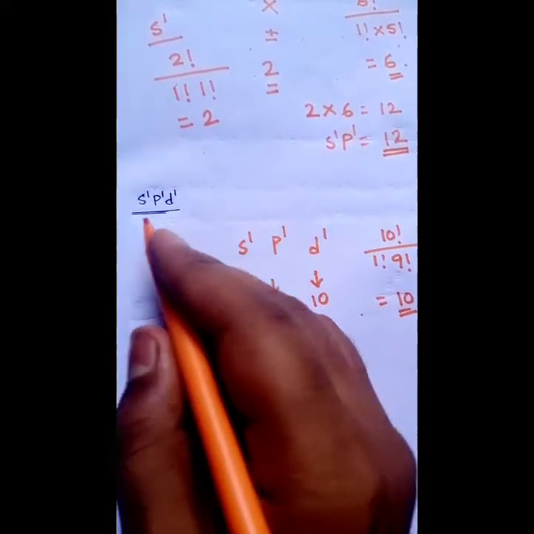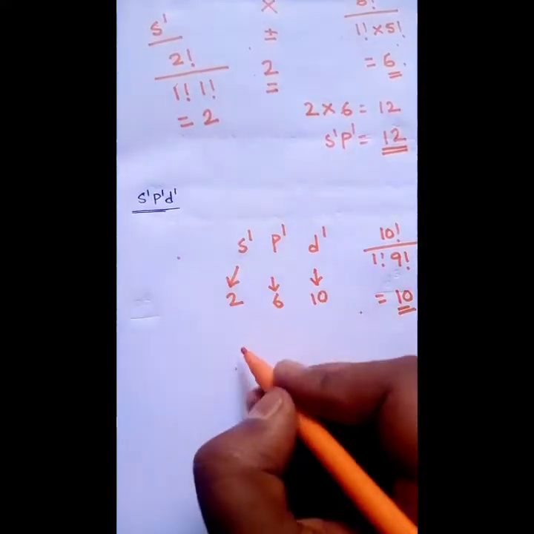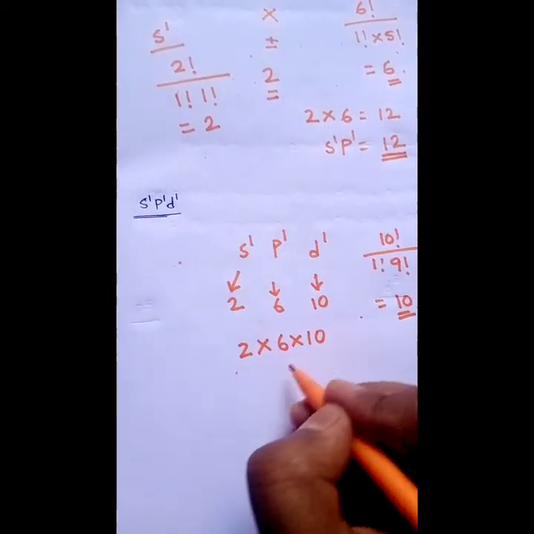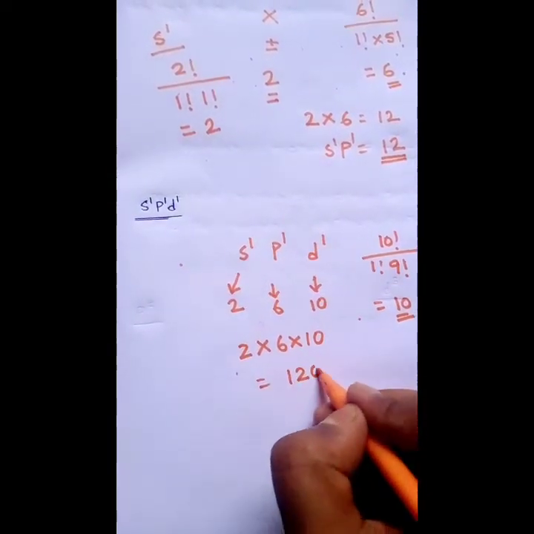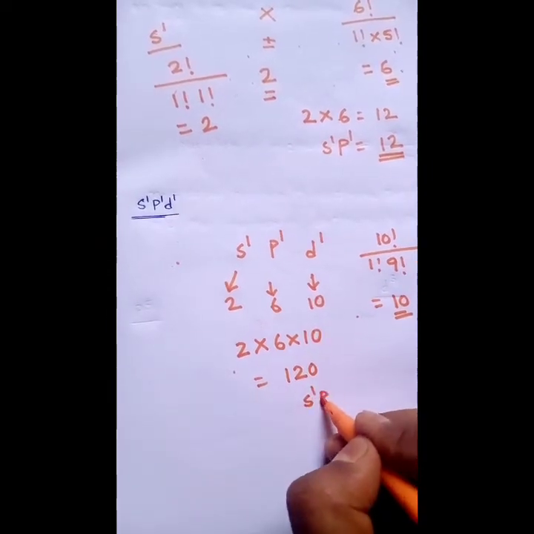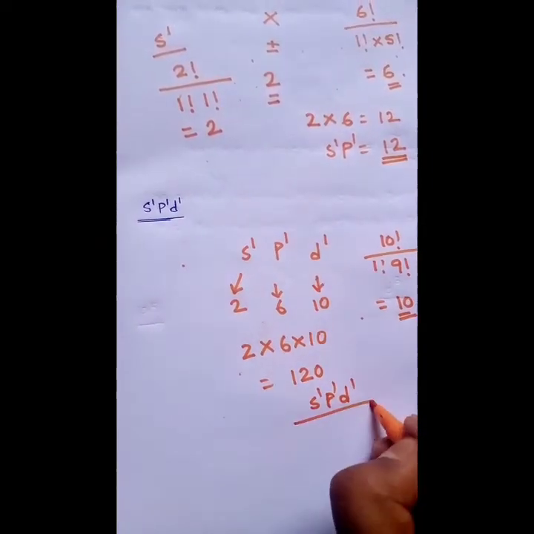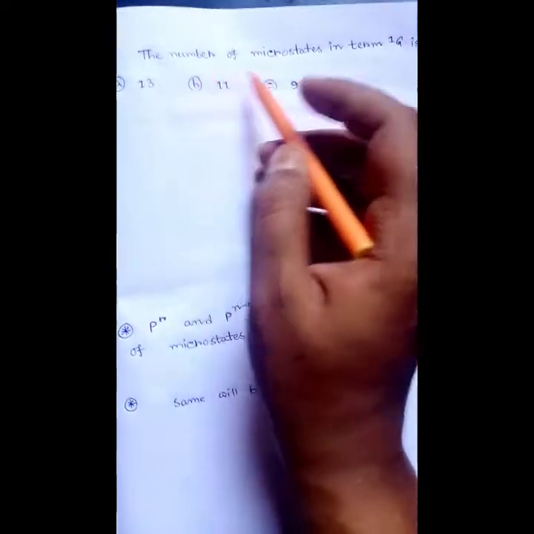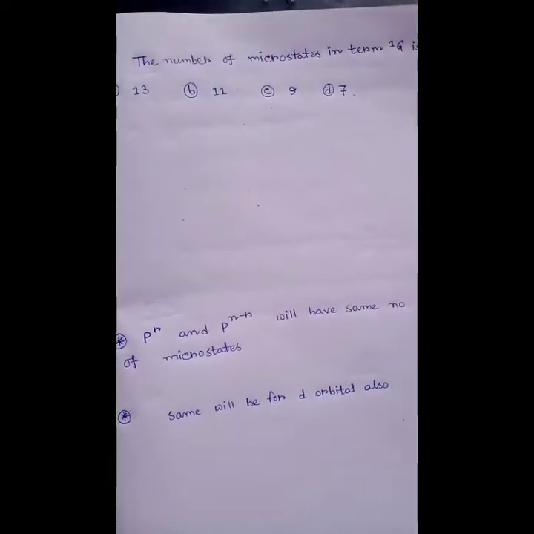Then what will be the total number of microstates for S1 P1 D1? That time you have to multiply all of them. So 120 will be the total number of microstates for S1 P1 D1 configuration. Next example you can see. The question is: the number of microstates in term 1G is.